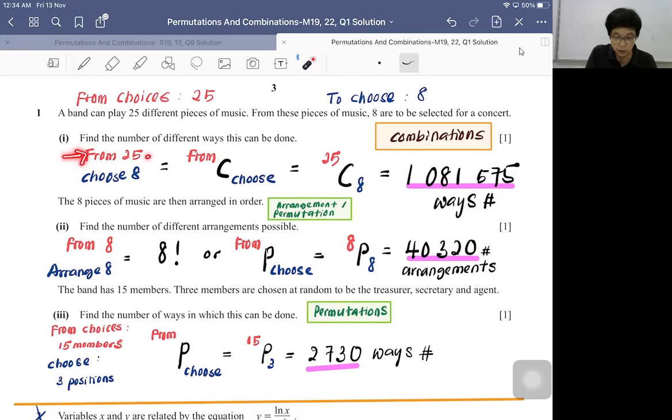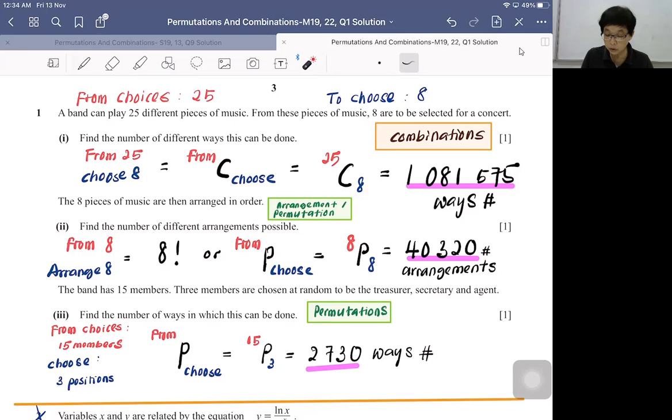From 25 choices, and each time, or each concert, the band is going to choose 8. Therefore, we will just directly substitute with the idea from 25, and then to choose 8 each time. Well, that was really direct and no condition was set for the band.